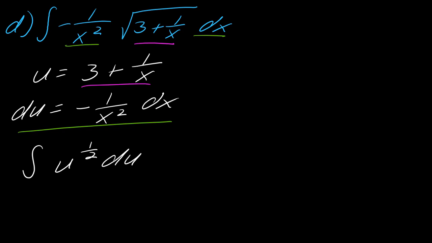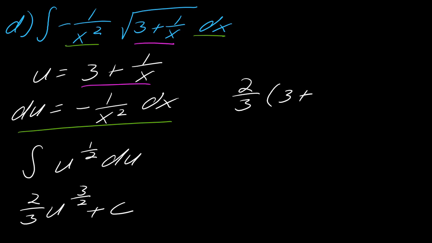So very similar to one we just saw, right? So this will end up being u to the 3/2, so then I need to multiply this by 2/3 plus c. And now I just replace my u, so this becomes 2/3 times 3 plus 1 over x to the 3/2 plus c. So there's my final answer.